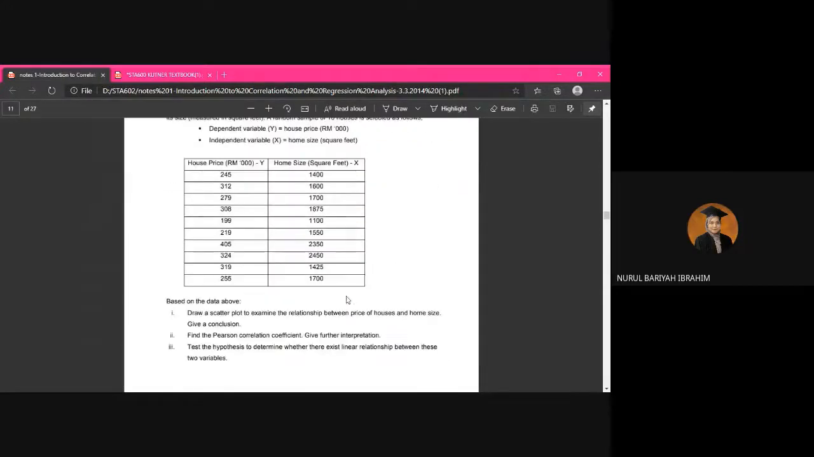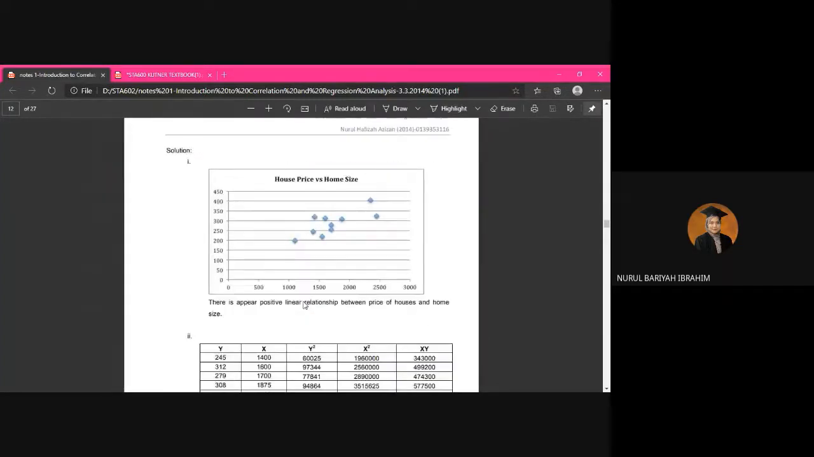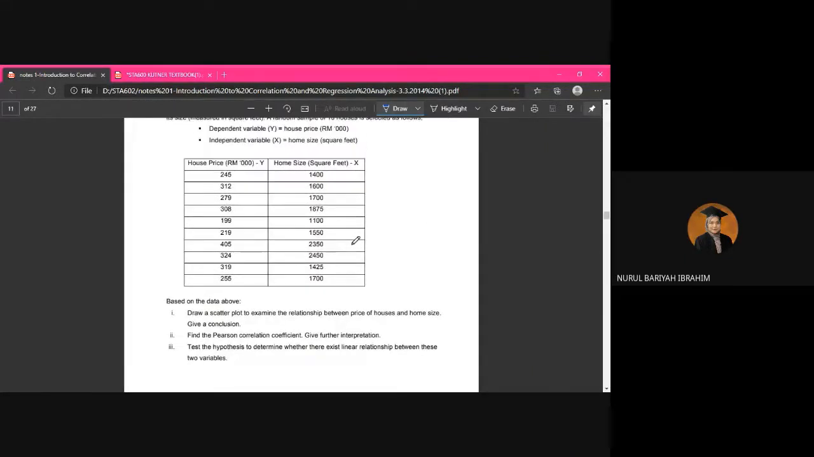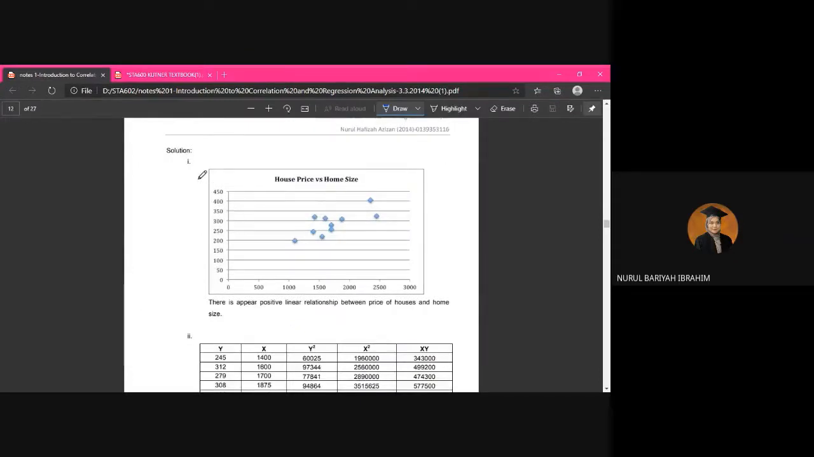Okay, yang ni adalah example house price dan home size. Okay, this is the data. House price adalah Y dan independent adalah home size. So when we draw the scatter diagram, kena ada title, and then kat sini missingnya, kat sini sepatutnya ada labeling of axis Y dan X. Y tadi adalah house price. Okay, price of house. So, kena letaklah sepatutnya kat sini.